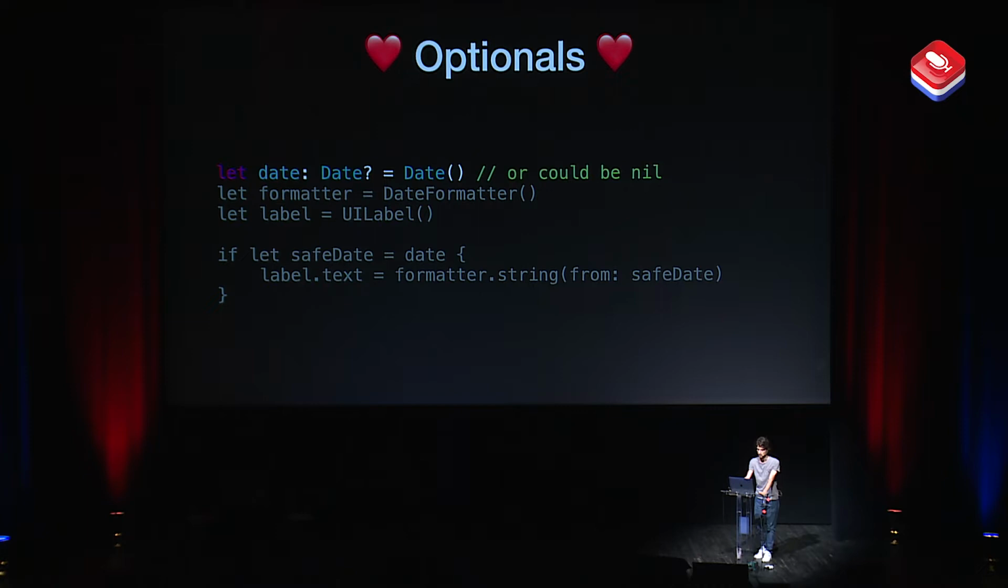So here it's date. And then you have some other objects like formatter to transform the optional value, and a label, which is an outlet where you're going to set the result of the transformation. And when you want to transform an optional, you need to write code like this. You need to do what is called a conditional binding using the if-let syntax. And yeah, still the glitch.